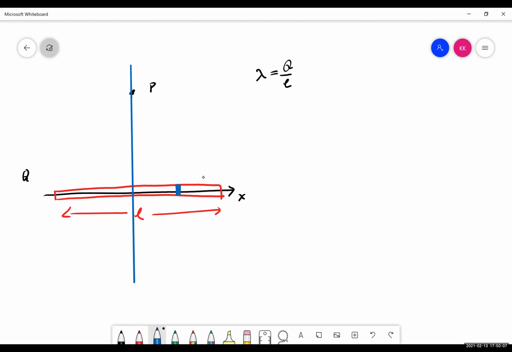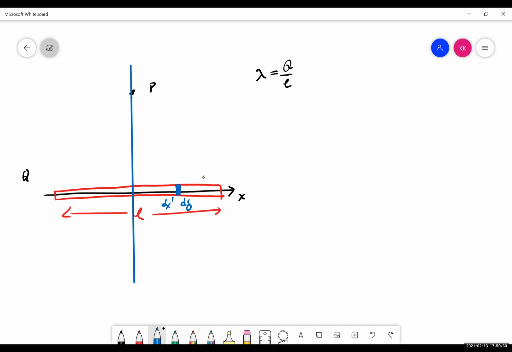So that means I choose a small element. And I'm going to say that this small element has a charge dq, right? So it has a charge of dq. Okay. And I'm going to give it a size, let's say dx. Let me do dx prime, for example, dx prime. Okay.